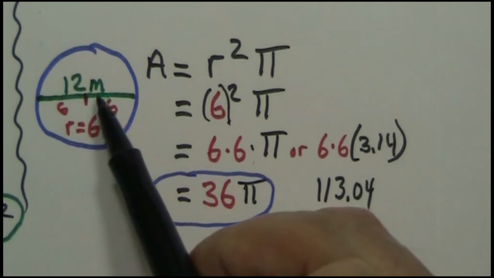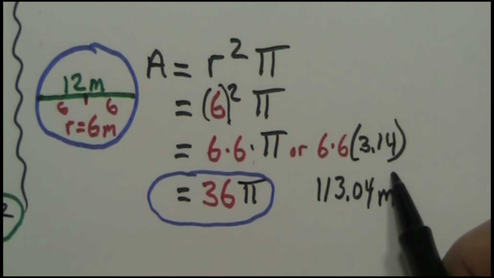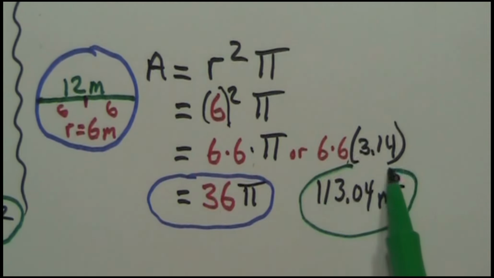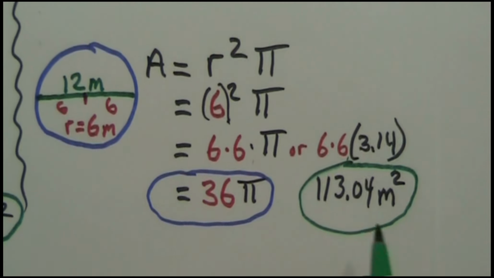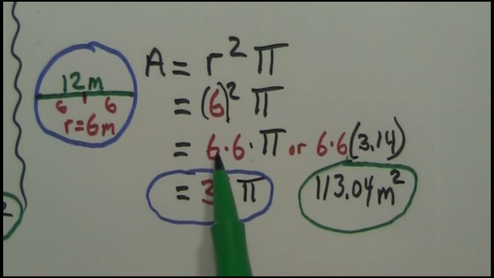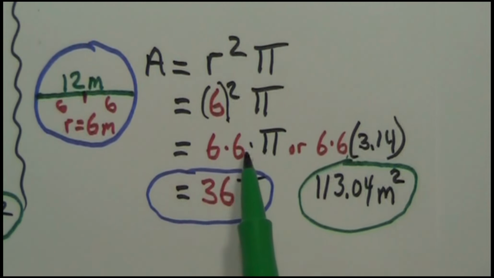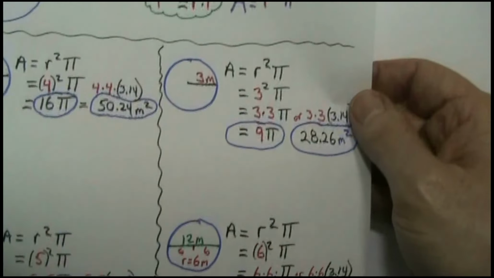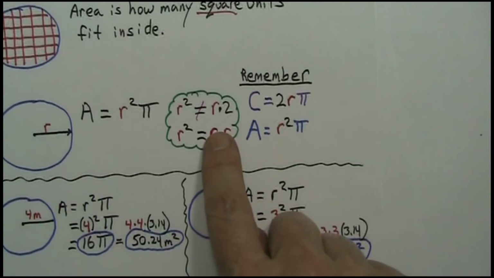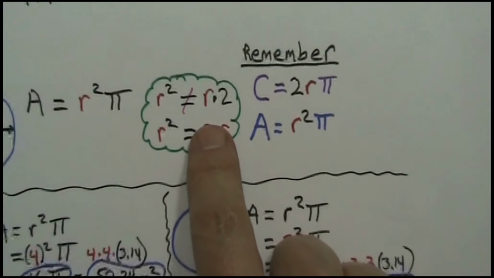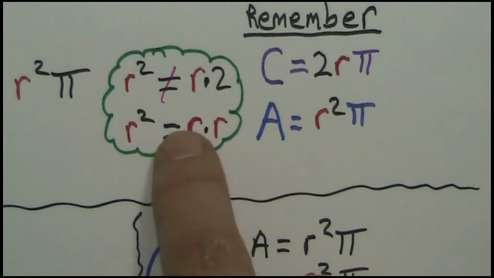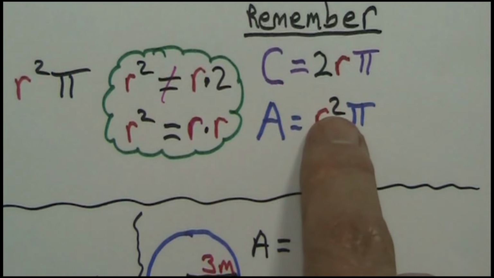And the units are meters, but it's squares. Meters squared. And by the way, that comes about because the 6 is 6 meters. Meters times meters is meters squared. Okay, so please try to remember that R squared is not R times 2. That's not the case. It's R times R. And these are the difference between the two formulas.